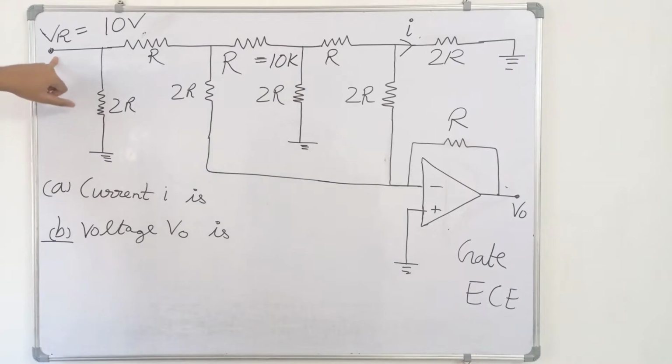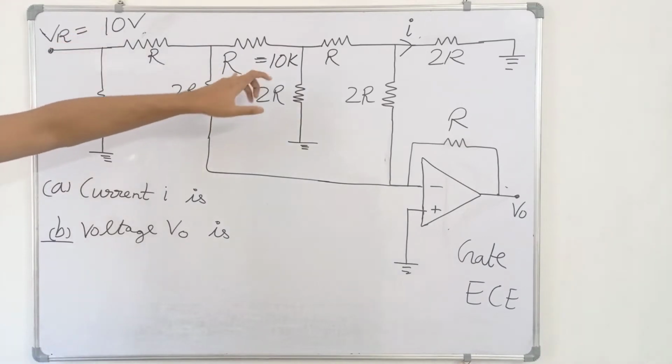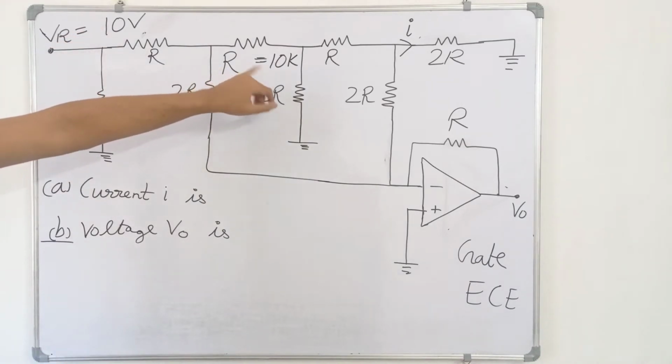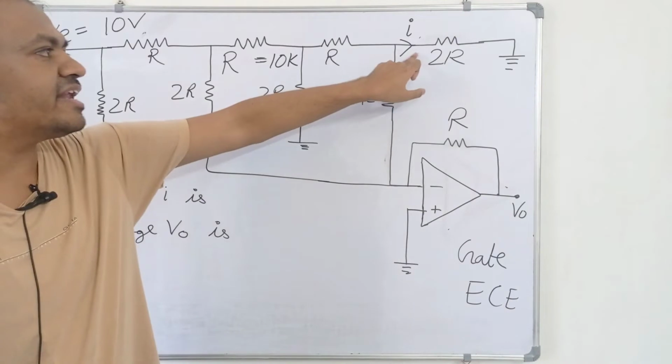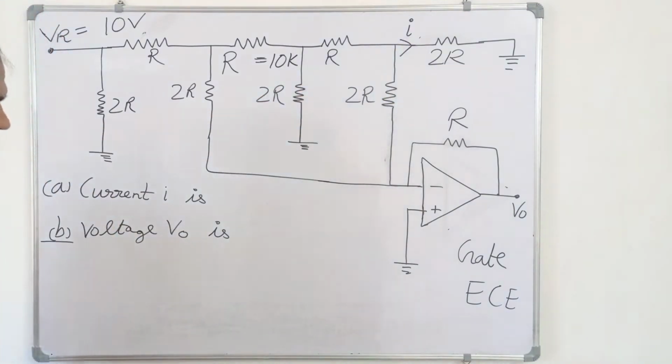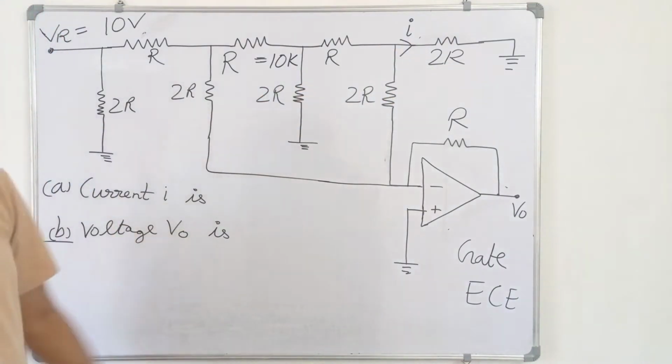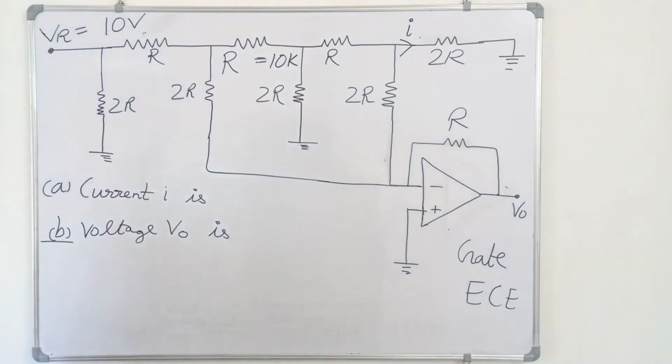This voltage is VR. It is equal to 10 volt, and we are given the value of R as equal to 10k. So we have to find current I. Current I is this current, and we have to find voltage V naught. V naught is the output voltage of the op amp. This question was asked in the GATE exam in the electronics branch.